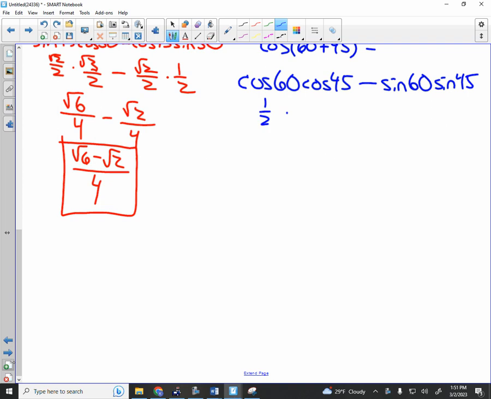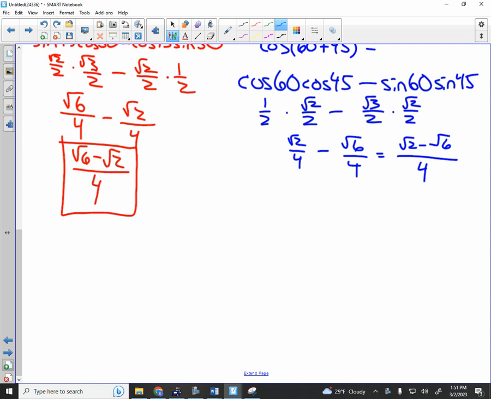1/2 times root of 2 over 2 minus root of 3 over 2 times root of 2 over 2. Looks similar to the last one, slightly different. We have the root of 2 over 4 minus the root of 6 over 4, otherwise known as the root of 2 minus the root of 6 all over 4.